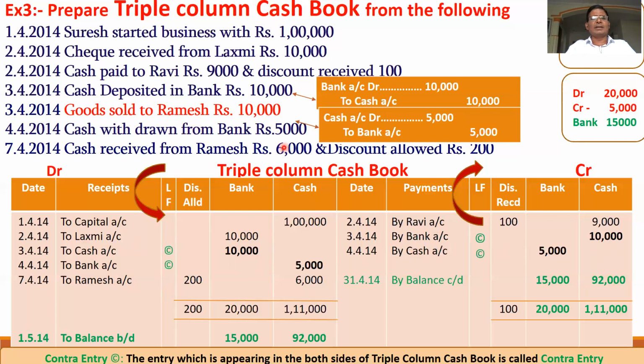Cash withdrawn from bank. Cash is coming in. Cash account is debtor to bank account. So you write "To bank" here, and you write C. Then you write the amount on the opposite side. Bank opposite means cash, so we put the amount in the cash side.